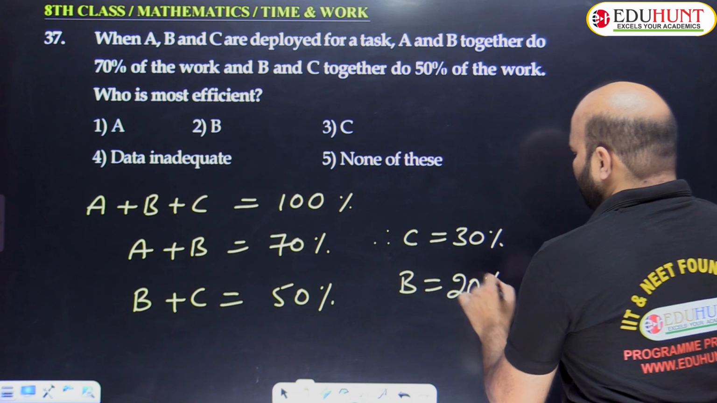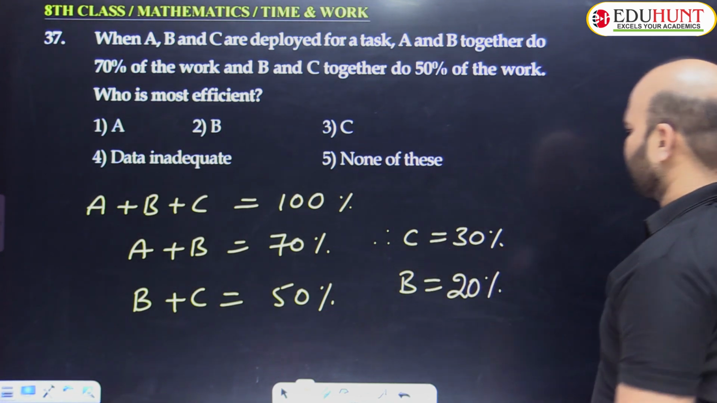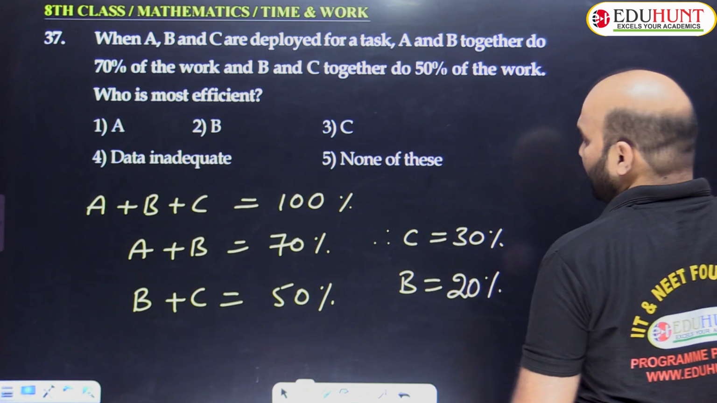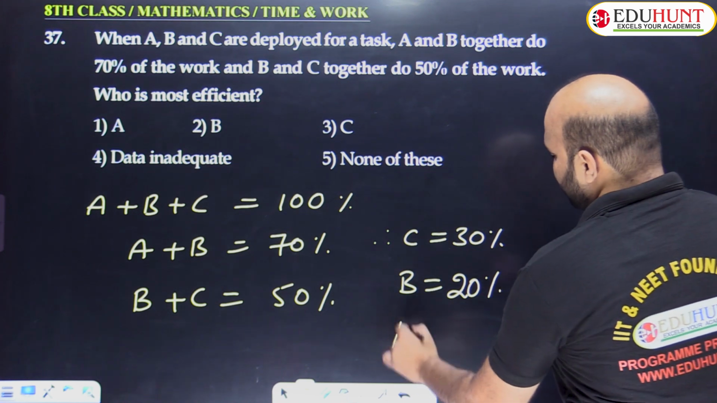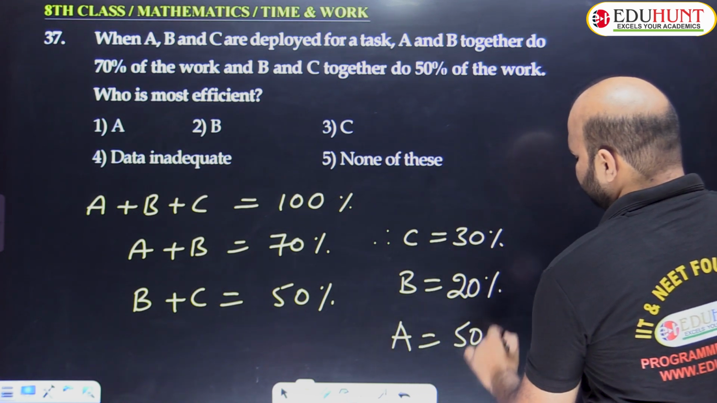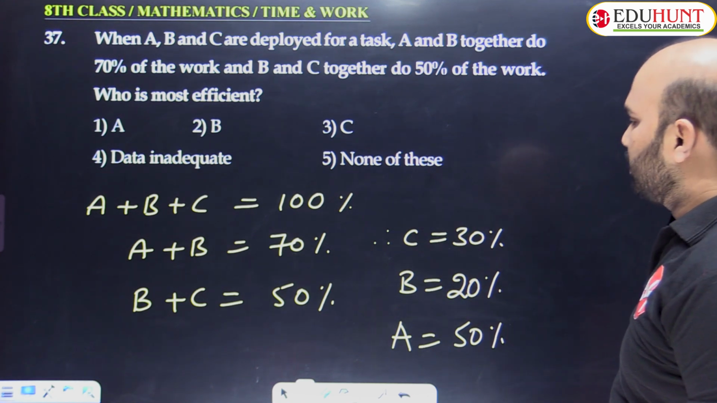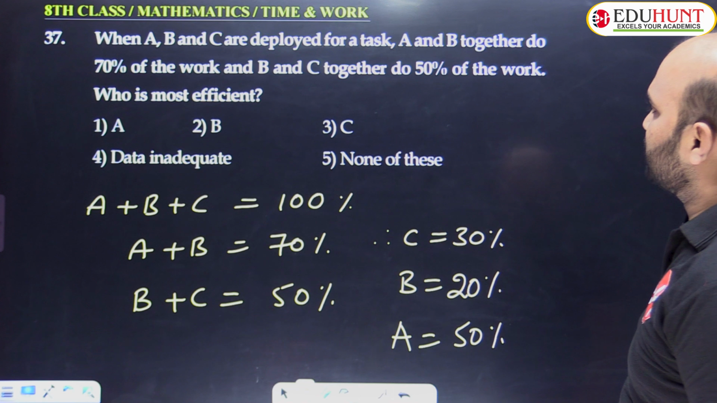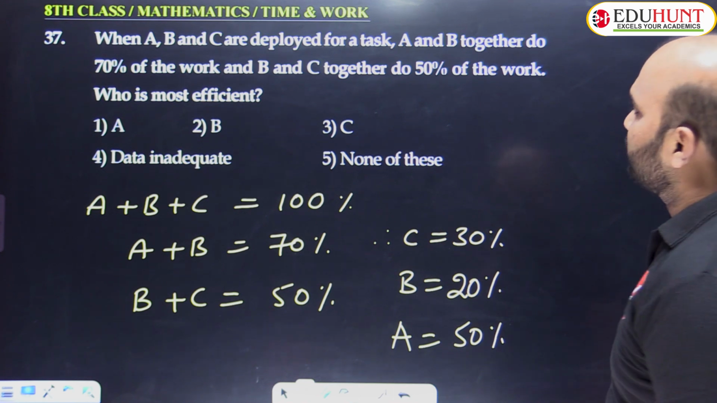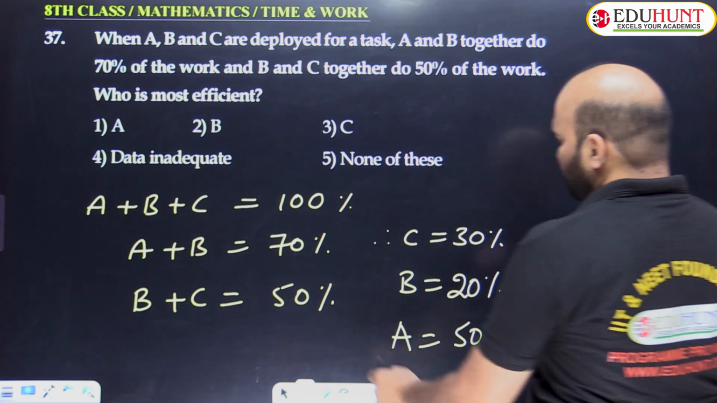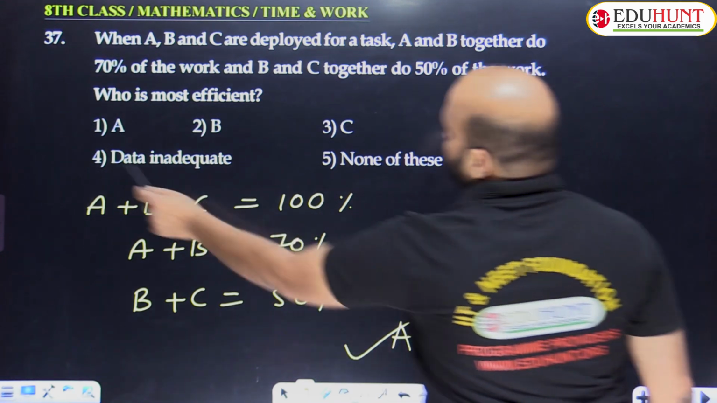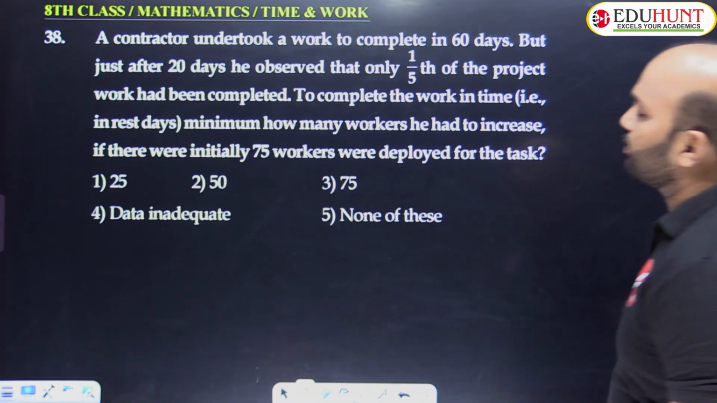20%. So C completes 30% of the work, B completes 20% of the work. A completes how much? A completes 50% of the work. So clearly we need to observe in that question, what am I asking? Who is the most efficient? A. Option 1 is the right answer. Am I clear? Let's go to question number 38.